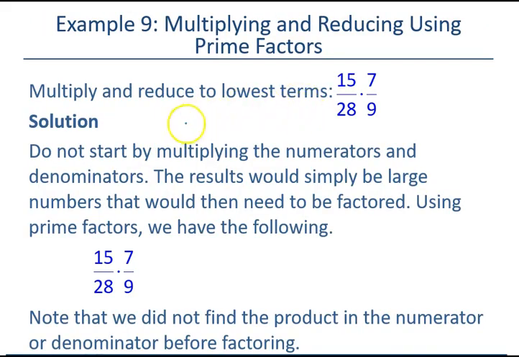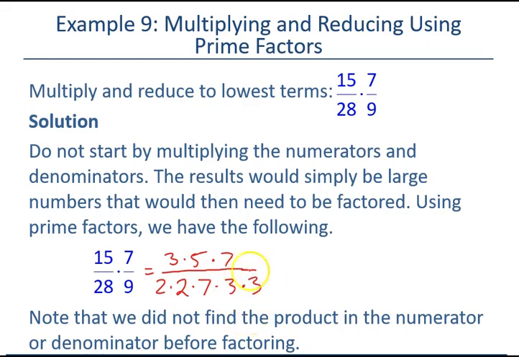Multiply and reduce to lowest terms 15 over 28 times 7 over 9. What we're going to want to do here is prime factorize everything. I'm going to do this 2 different ways, trying to be very concise. First off, you can take the prime factors of both of them. Notice that for 15, that's 3 times 5, and then we're also going to multiply that by 7. Looking on the bottom here, 28 is 4 times 7, which could be 2 times 2, times 7, and then for the 9, you're going to get a 3 times 3.